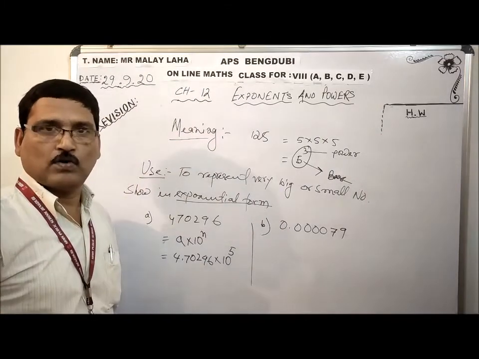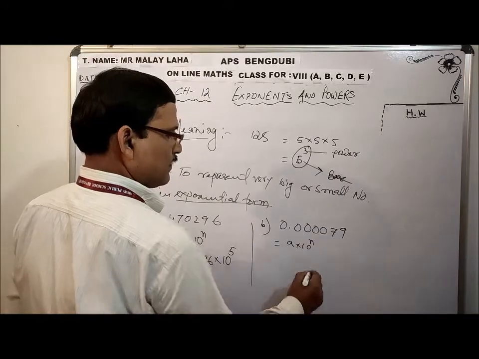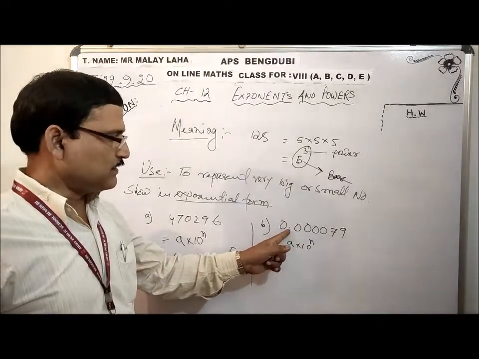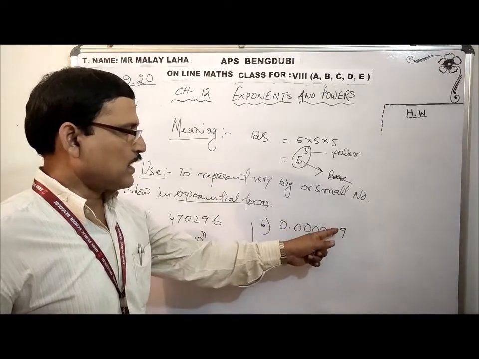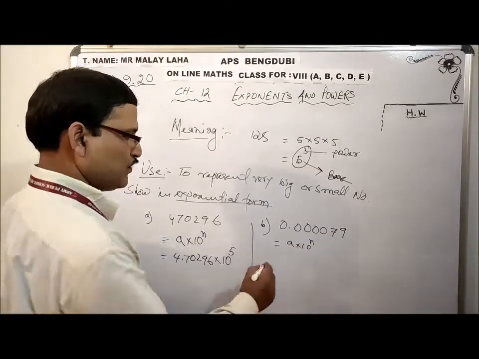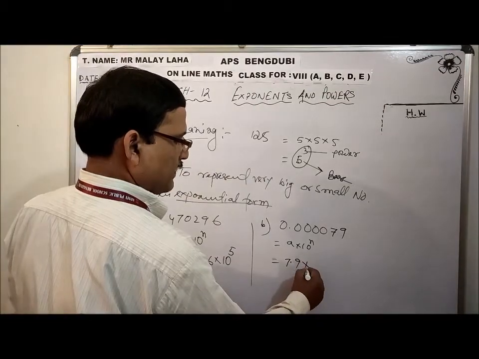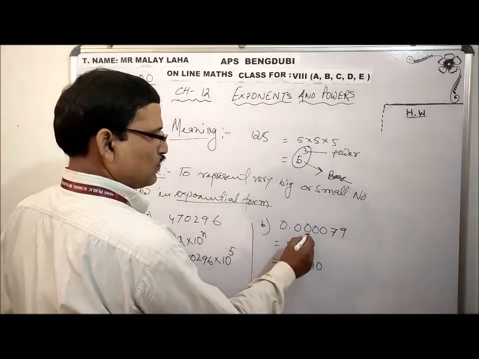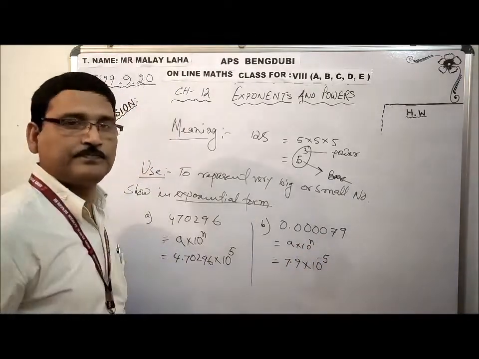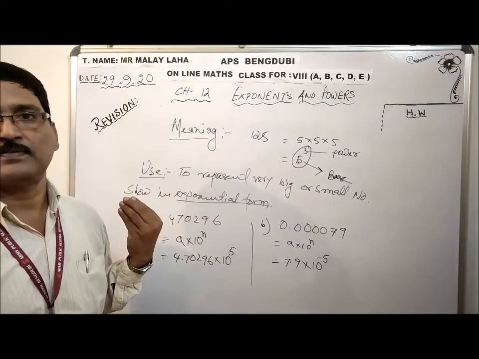0.00079, say a into 10 to the power n. So here, if I like to convert it to a one-digit number, this decimal we have to drag after 7, one digit 7.9, less than 10. So it will be 7.9 multiplied by 10 to the power 1, 2, 3, 4, 5. It will be minus 5. When you are dragging this side, it will be minus. When you are dragging this side, it will be plus.